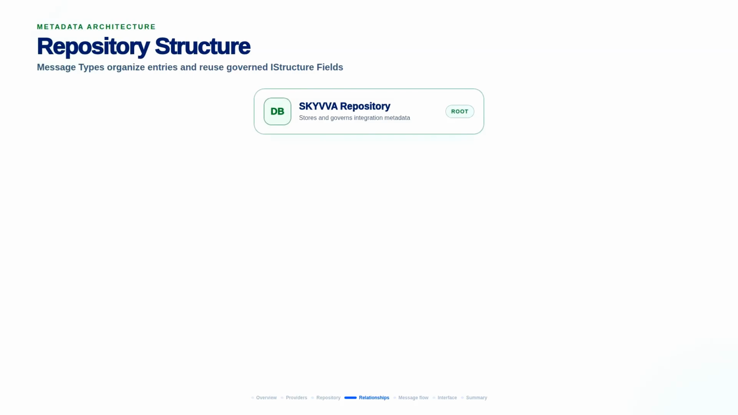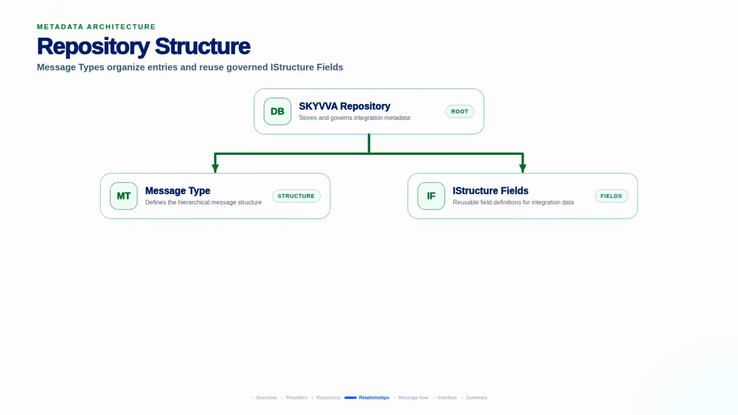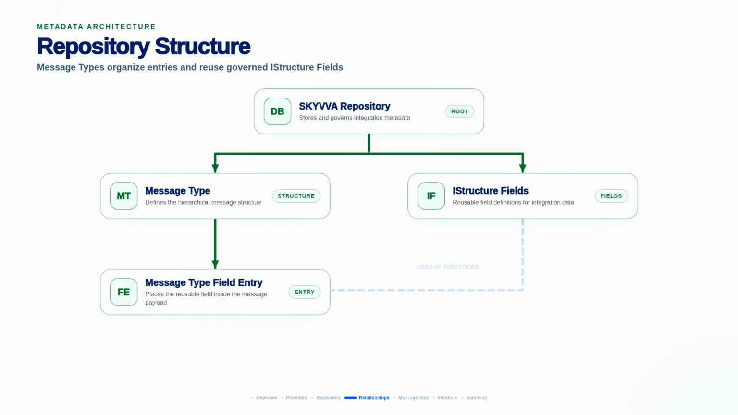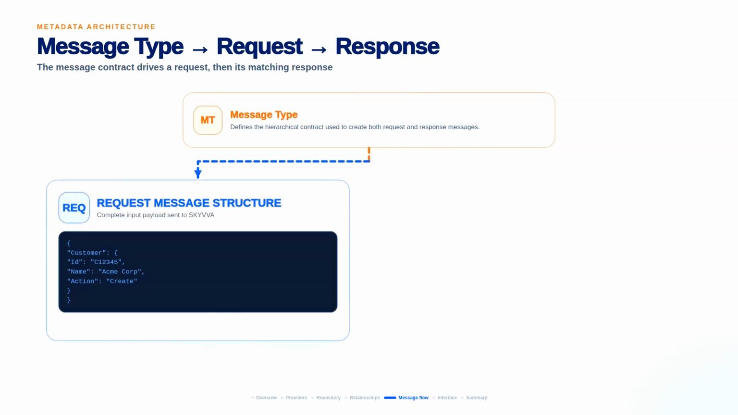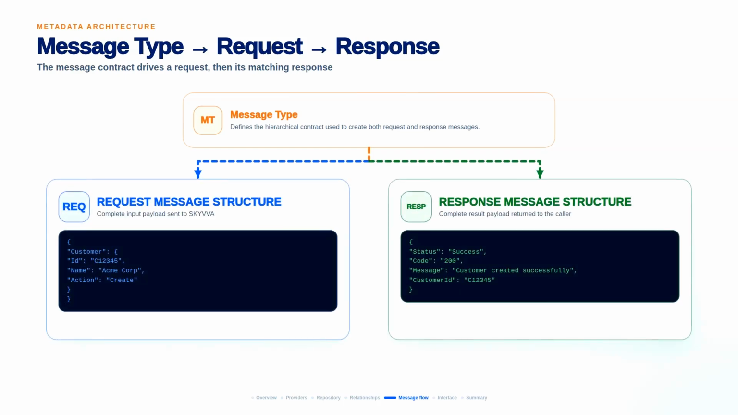The repository stores message types and IStructure fields. IStructure fields are the individual fields that can be used in a message type. A message type defines the data structure used for an integration. When creating a message type, you can select fields from the IStructure and add them to the message type. Message types can be designed for different types of integrations, including SOAP, REST, databases, SAP, Google, and other external systems.